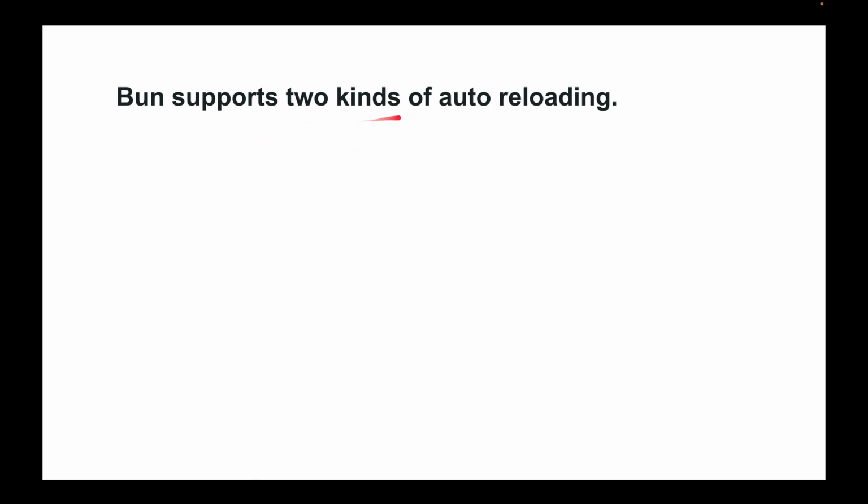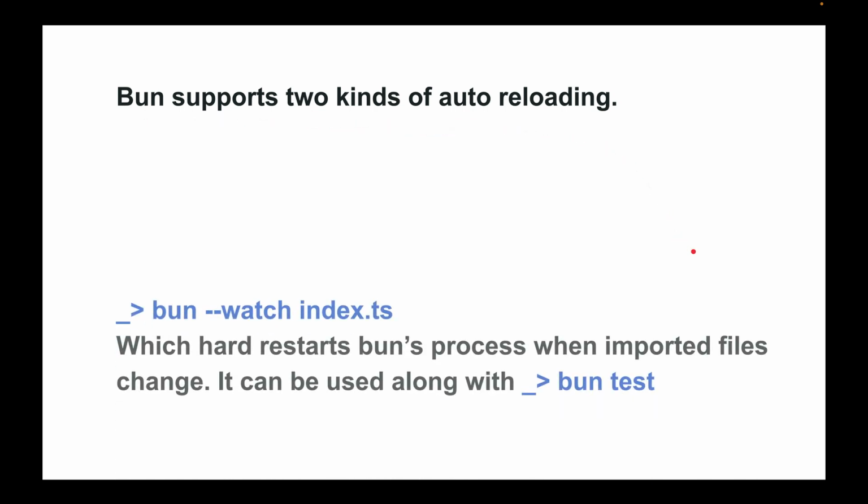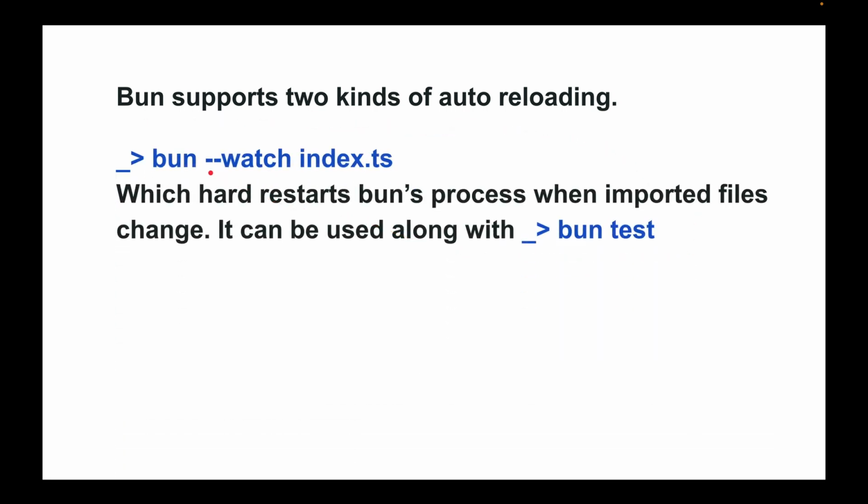Bun supports two kinds of auto reloading. You know that in Node, we had to install nodemon. Whenever we made any change in the file, we had to rerun the server, but nodemon enabled the server to auto rerun, which is added by default in Bun. We don't need to install nodemon. So how can we do that? One way is to add the --watch flag along with the command when running any file.